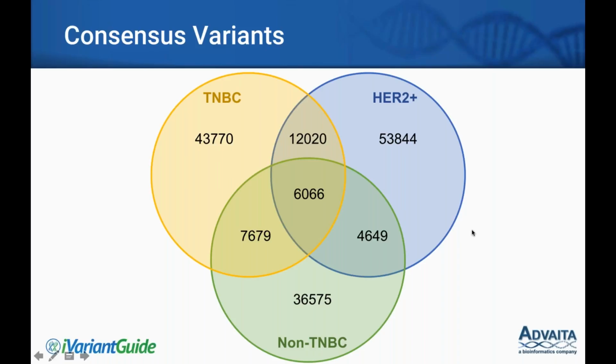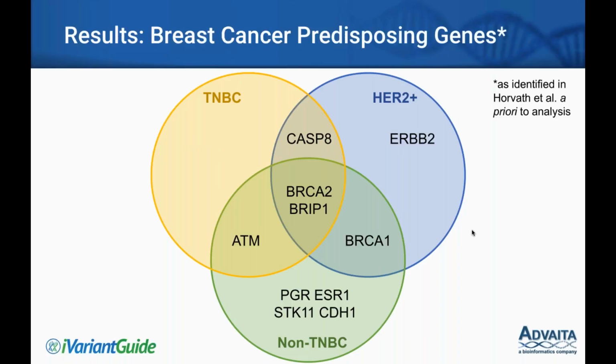The next thing we did was analyze these sets of consensus variants in iVariantGuide. So the first thing we looked at were breast cancer predisposing genes. It's a list of 8 to 10 genes that are known to affect risk of breast cancer, and were listed in the introduction of the paper that this data comes from.